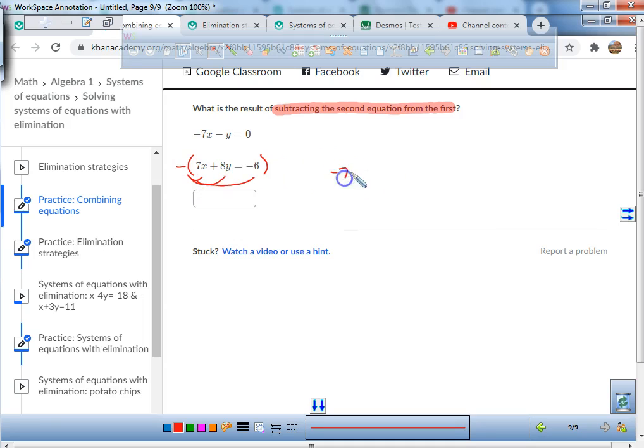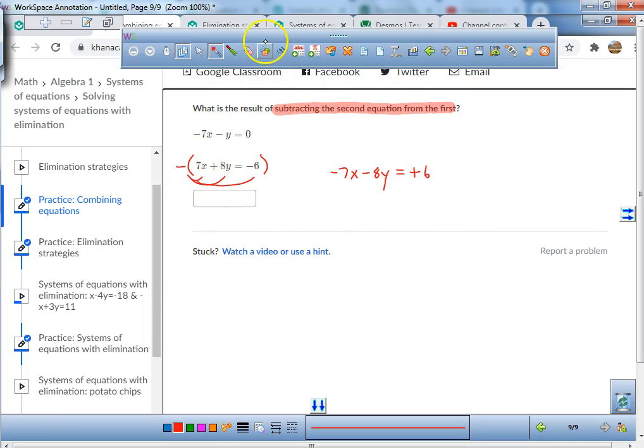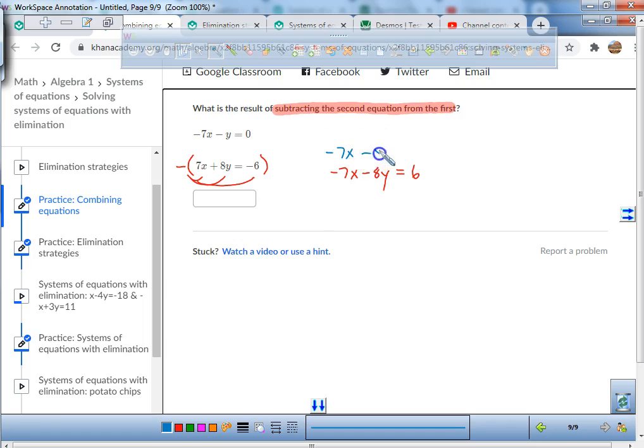So I got negative 7x minus 8y equals positive 6. Because a negative times a negative equals a positive. But I'm just going to put 6 instead of a positive 6. Then you bring the original, the top equation, just move it on over, just like that. All we have to do is just add them together. Like I thought you said subtract. Well, yes, we already did the subtracting part. We multiplied everything by a negative. Now we just combine like terms.